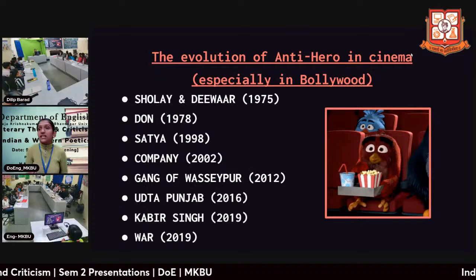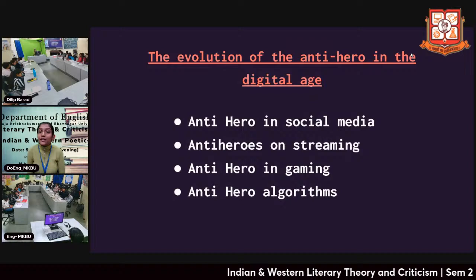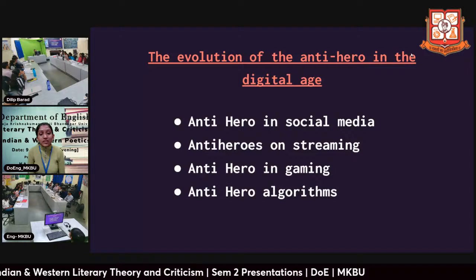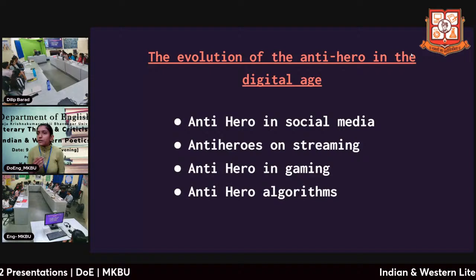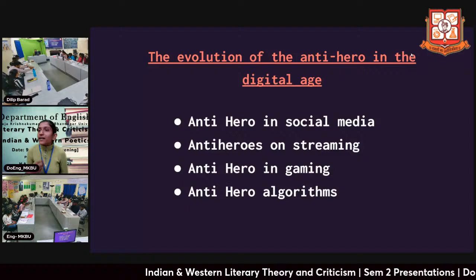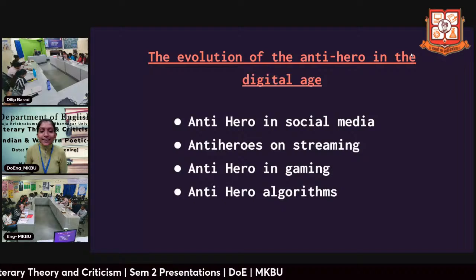The evolution of the anti-hero in the digital age: the anti-hero in social media, anti-heroes in streaming, anti-heroes in gaming, and the anti-hero in algorithms. Of course, with time we have more digital equipment, right? And nowadays, even TV serials, we find that without an anti-hero, it's kind of dull and boring. And they always use kind of mirch masala in their storylines.